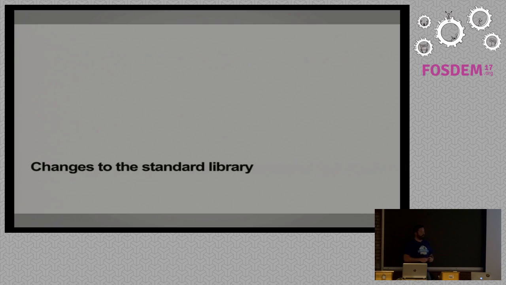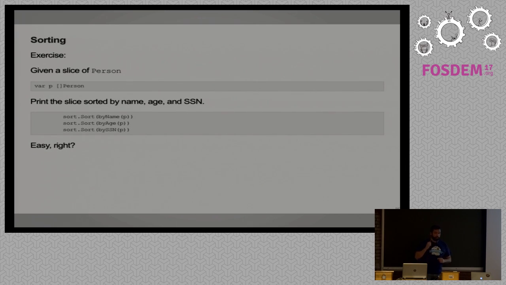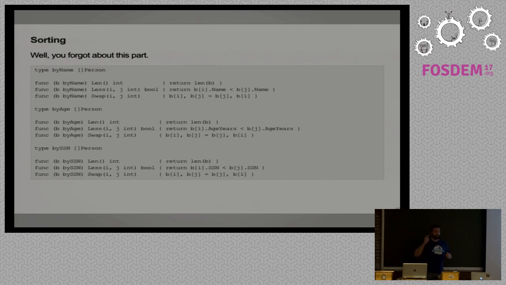Cool. Changes on the standard library now. Sorting. How many of you found that sorting a slice was slightly painful? Yeah. Imagine that I tell you I have a slice of person, the same type as before, with name, age, and social security number. And I tell you to sort it first by name, then by social security number, and then by age. And you write that code. Sort by name. And you're like, done. Almost. You still need to write this, right?